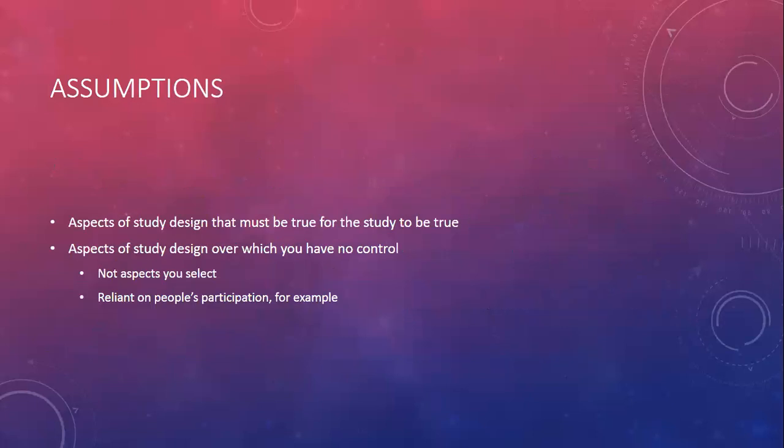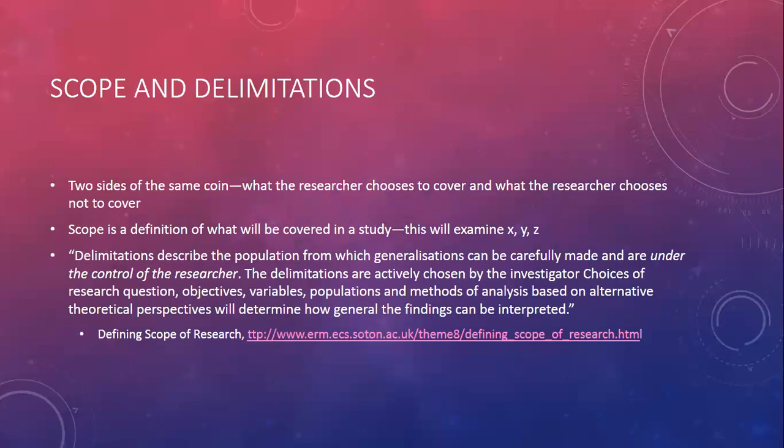So assumptions are aspects of the study design that must be true for the study to be true, but things over which you have no control. So you can't guarantee people will be honest. You can't guarantee that they will represent themselves accurately. You can't guarantee that they will take the time to give you detailed responses, but you can trust them, and you have to trust them if they say that they will do these things, okay? And those are what assumptions are.